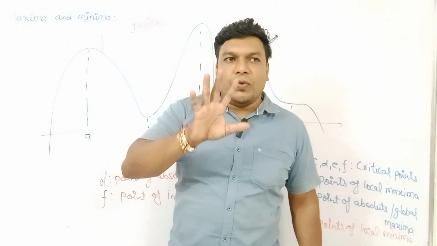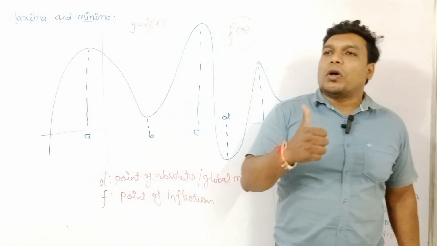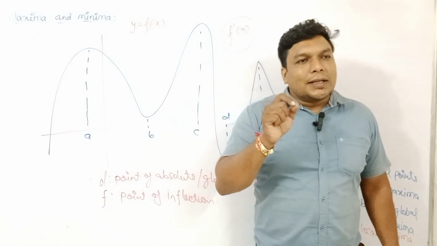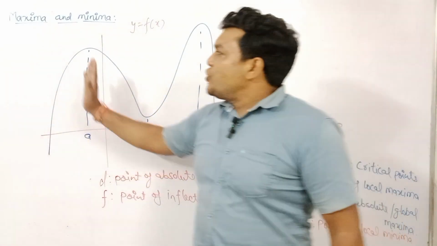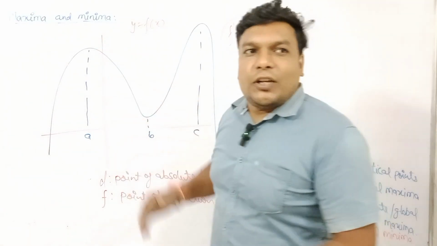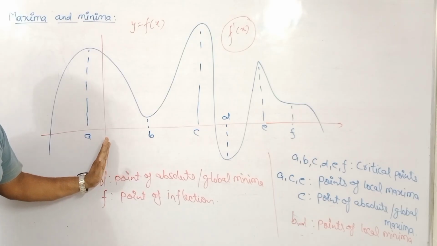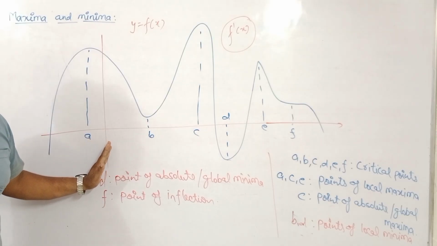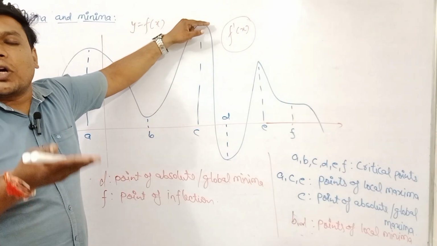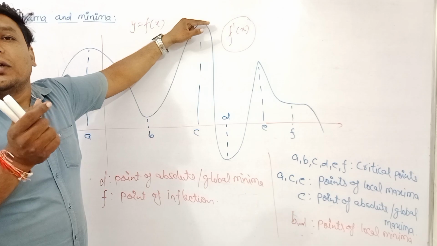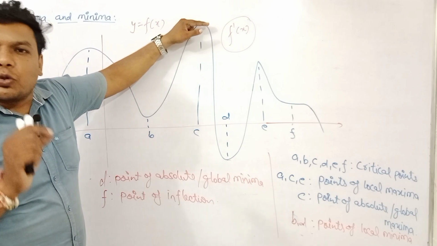So what will be the definition? First, critical points. What are critical points? If f dash x is equal to 0 or f dash x vanishes, those points are called critical points. Second is point of local maxima. If the sign of f dash x changes from positive to negative as x increases through the point, that point is called point of local maxima. And out of these local maximum values, the maximum value is called absolute maxima, and that point is called point of global maxima or absolute maxima.